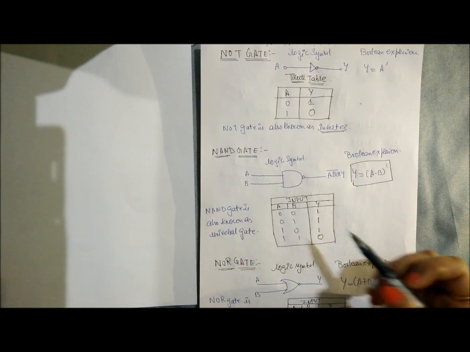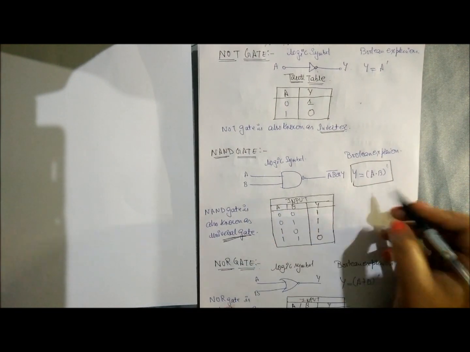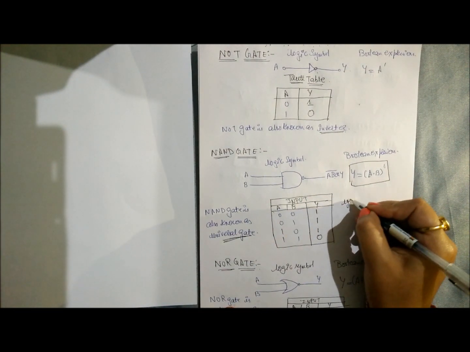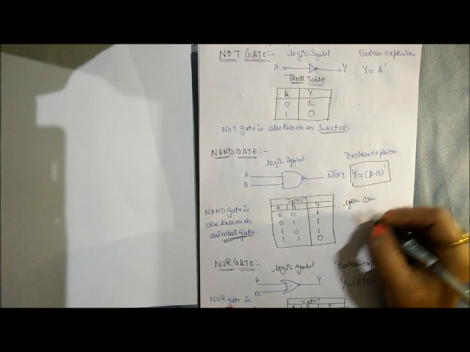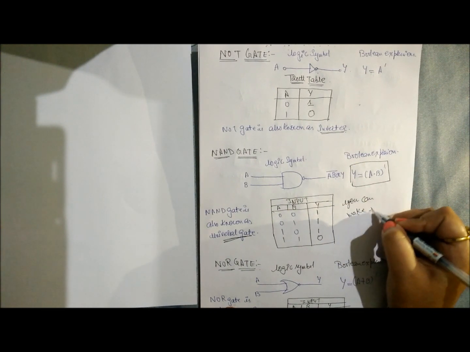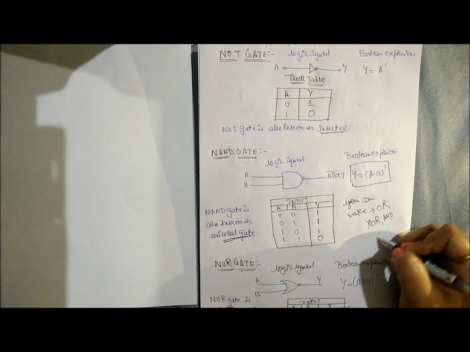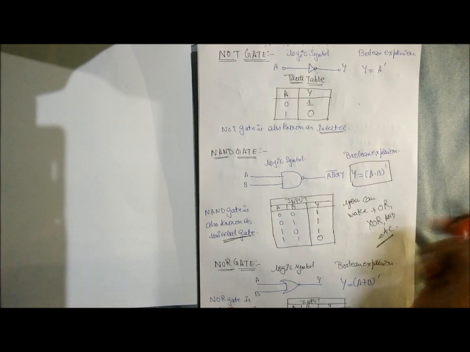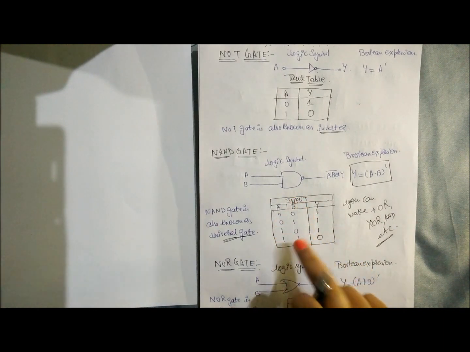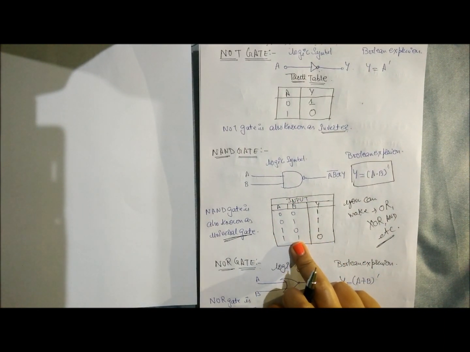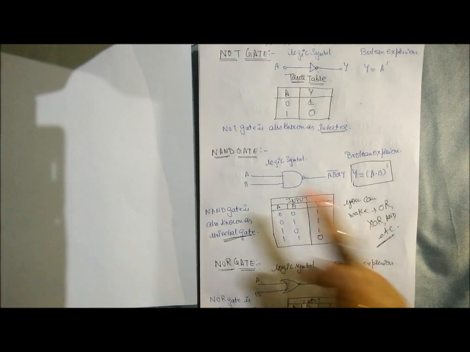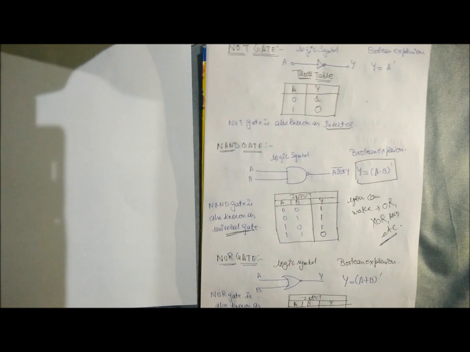Why is it called universal gate? Because from NAND gate you can make OR gate, XOR gate, AND gate, etc. All these things you can make from the NAND gate. So that is why NAND gate is also called universal gate. Basically there are two universal gates. One is NAND gate and the other one is NOR gate.